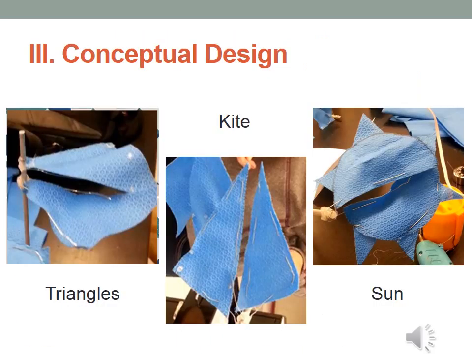Okay. This semester we have completed stage 3, the conceptual design. We created 3 different shade shapes: triangular, kite, and sun.